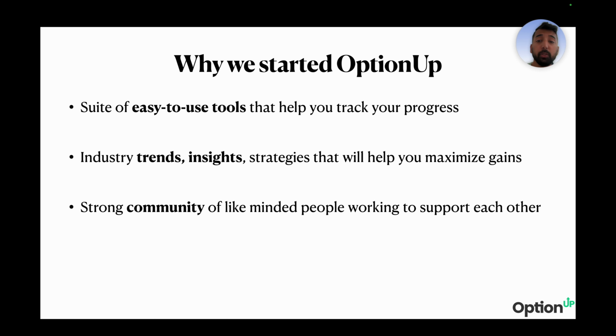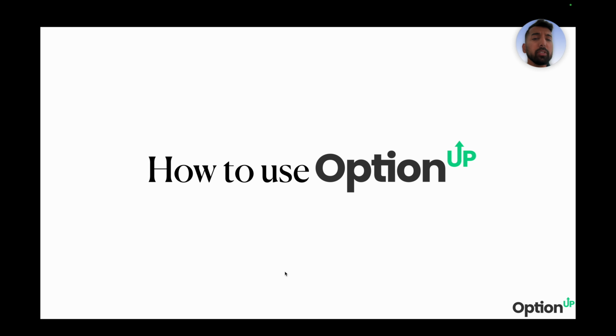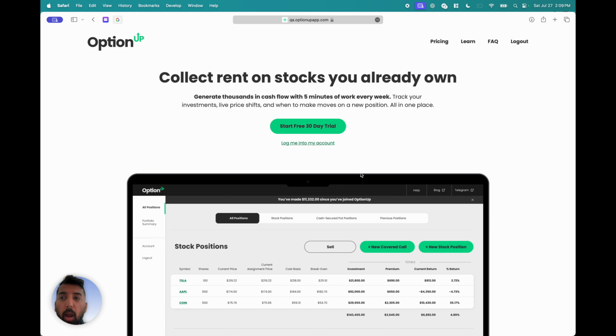Now, with Option Up, you can really look at the data and see trends. You can see insights, and that will really help you maximize your gains. We have a bunch of features which I'll walk you through on why this has been a real game changer for me. We also have a really strong community of folks that you can reach out to. You can ask questions, and we can answer them in real time. And I also have weekly office hours that I'm doing for a limited time to help people answer questions or just help educate people on how option selling works. So let's take a quick tour of Option Up.